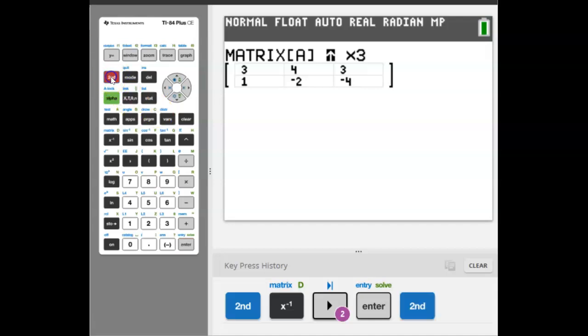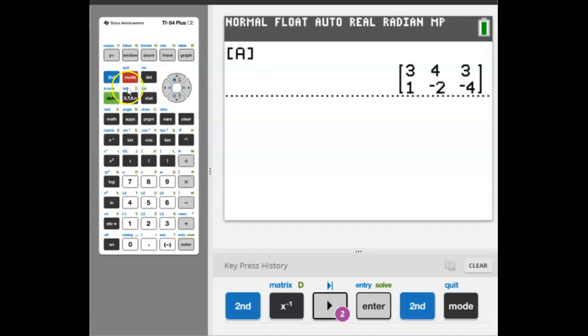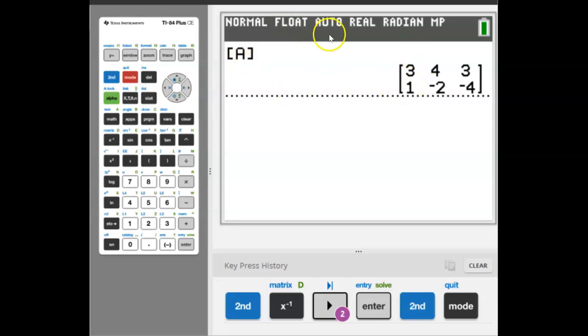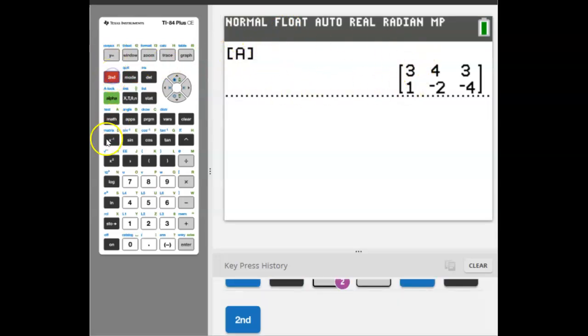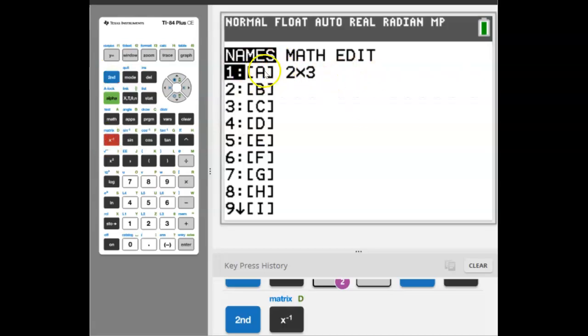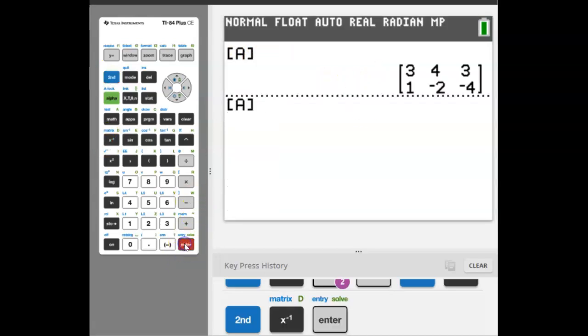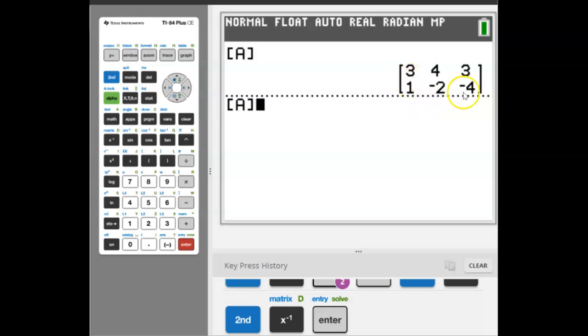All I did there was get that to pop up on my screen so I could look at it. I pressed second matrix and hit enter for matrix A. Okay, so we're going to put this in reduced row echelon form. What I want here in the top row is a 1, so I could easily do a row swap here.